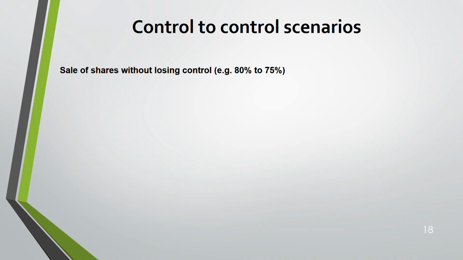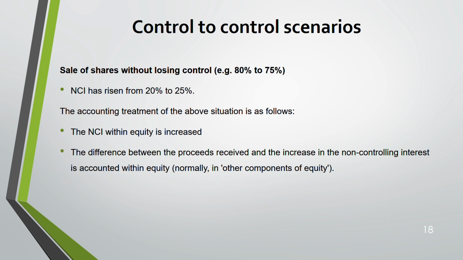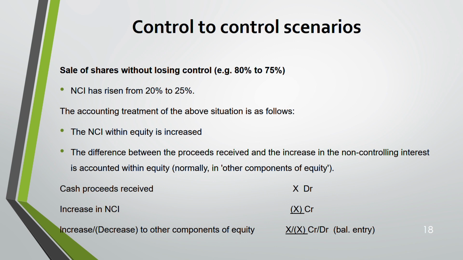Now it is the opposite. Sale of shares without losing control, from 80 to 75. Here NCI will increase from 20 to 25. The accounting treatment is similar. Here within equity NCI will increase. Now it's the difference between the proceeds received and the increase in NCI. This time it's a cash proceed received, so it's a debit balance. And the increase in NCI will be deducted. It's a credit balance. If there is an increase in other components of equity, it's a credit balance, and if it's a decrease, it's a debit balance. Always remember, an increase in other components of equity is a credit balance. A decrease is a debit balance.